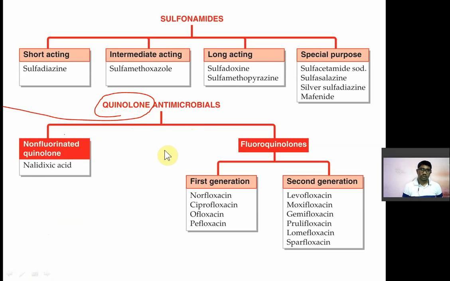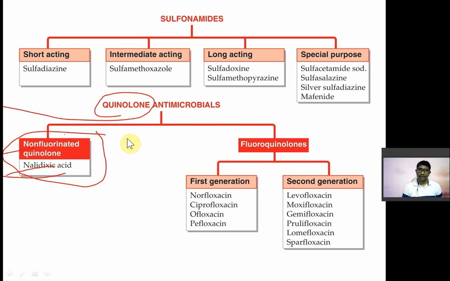It is known as a non-fluorinated nalidixic acid. It is the first member of the family. जो quinolone होता है उसमें पहला member होता है nalidixic acid. So all the quinolones are derivatives of nalidixic acid. Now nalidixic acid is no more used. All other fluoroquinolones are used.